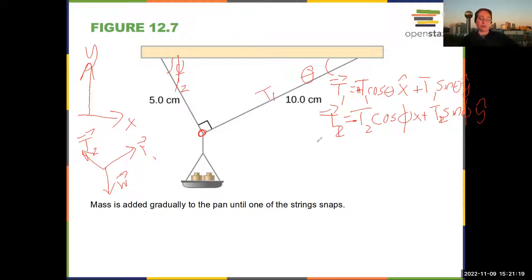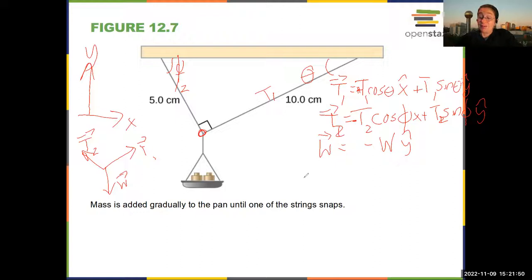The only difference between someone who has been doing this for years and someone who's beginning is that a novice is going to take longer to catch their mistakes. It's not that they're not going to make those mistakes. All right, and finally, my weight, this one's the easy one, is negative the magnitude of the weight times y hat.